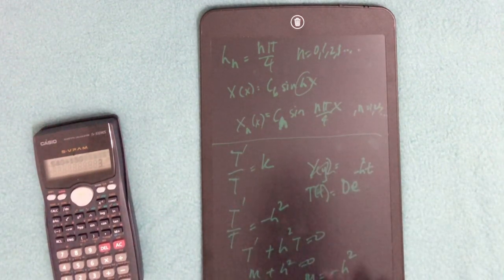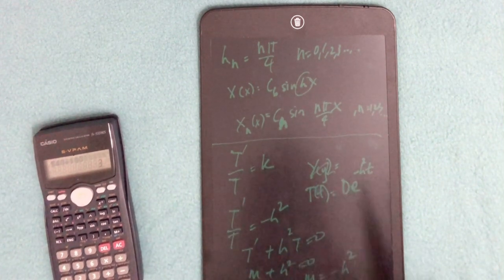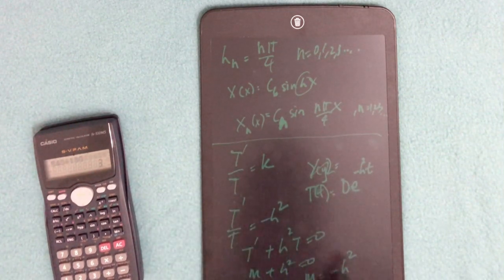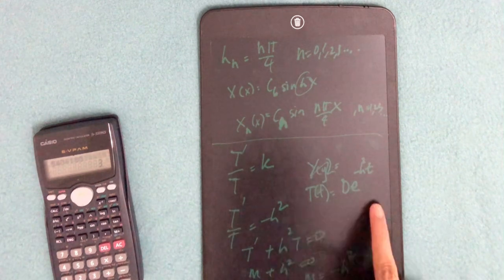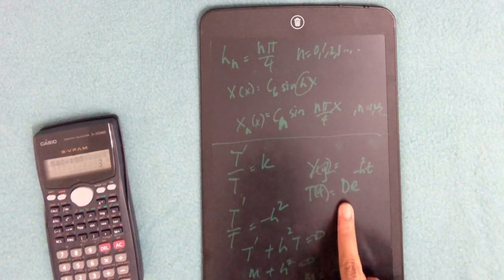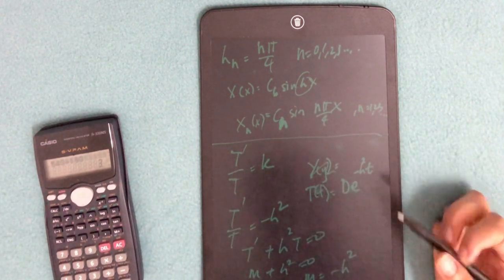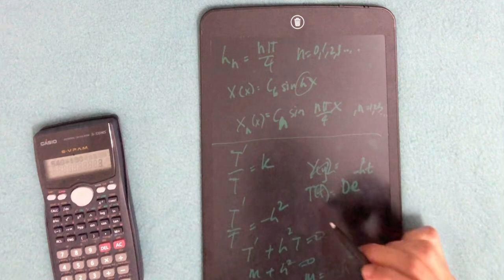Kalau tadi X double prime. Okay, just now your X equation is X double prime. Therefore, we have 2M. But for this T is only T prime. Therefore, we just only have 1M. So your equation also, they have only D, not D1 and D2, just D. So D E negative lambda square T. So this is your equation for T.